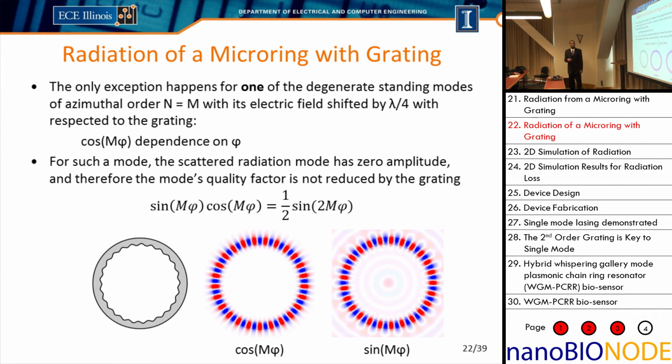I don't get a DC component. I don't get a low frequency component, and the low frequency component is precisely the component that radiates. So this one particular exception gives me something that doesn't radiate, and therefore the quality factor of this mode is not reduced by the presence of the grating. So I can generate something that doesn't radiate. It propagates, it's a standing wave inside the cavity, and instead if I have the sine m phi, then sine m phi times sine m phi, I get the sum and the difference, and that radiates.